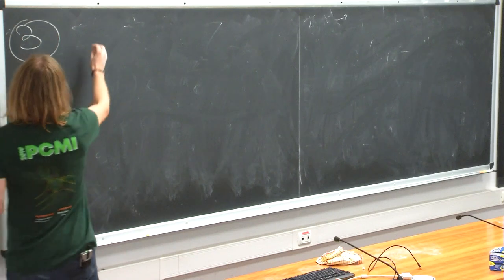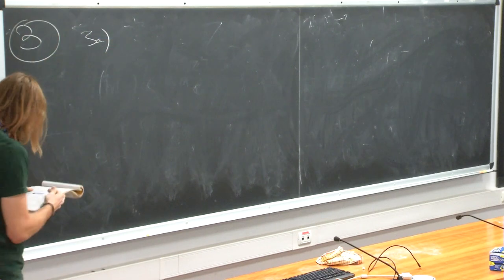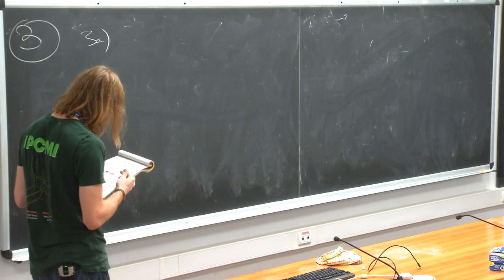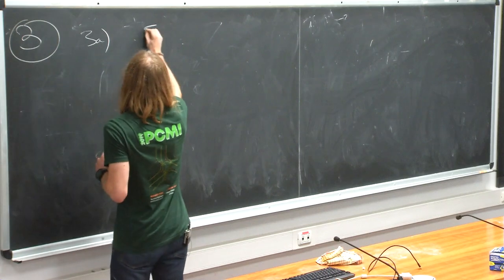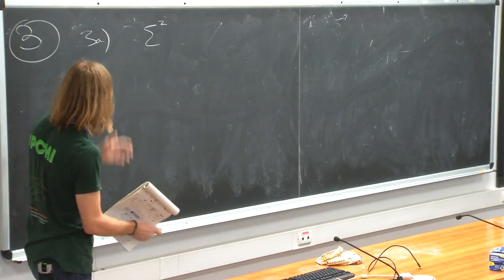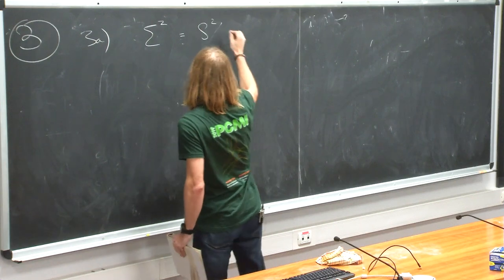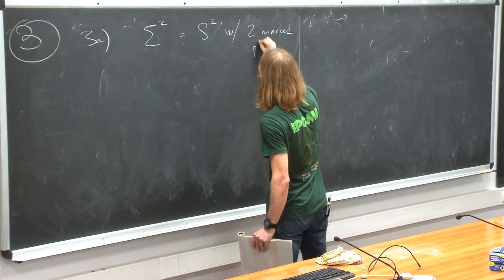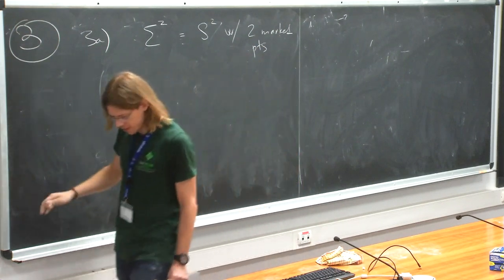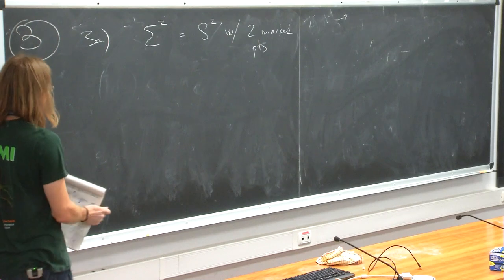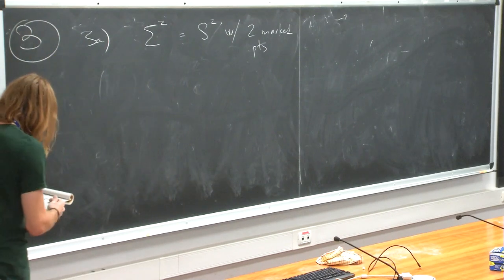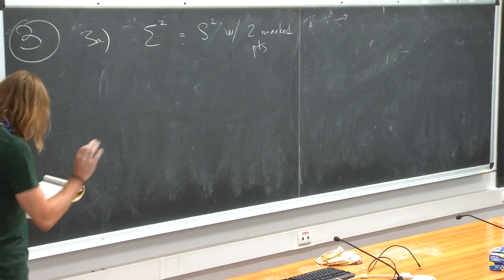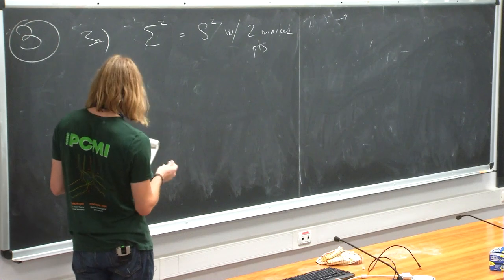So let me consider an example. I'm close to the end of the list of examples, at least important ones. So if I take sigma to be two-dimensional and I take it to be S2 with two marked points, there will be some additional data assigned at these points, some universal data, which I'm not going to talk about now.